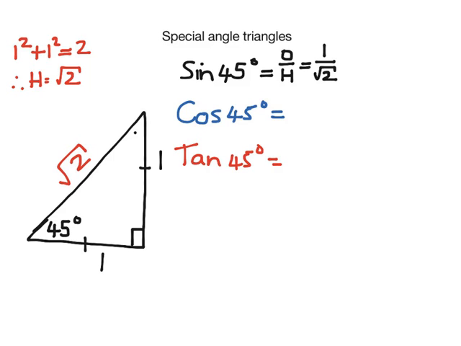So again, begin with the ratio in each equal to 1. So tan 45 is equal to opposite over adjacent. 1 over 1 is equal to 1. So tan 45 is 1.